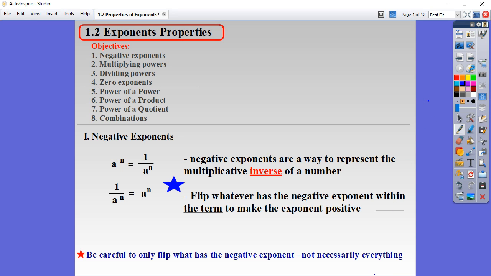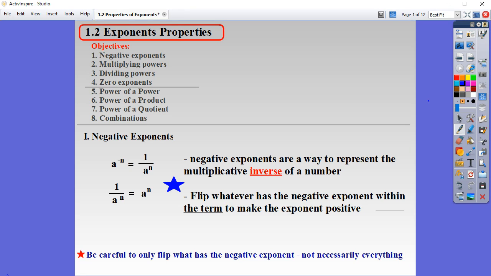Well, we're going to look at 1.2 exponent properties, and I'm going to go ahead and split this section up into two. So we're going to have a 1.2a and a 1.2b when it comes to videos. So you can see the line. Objective-wise, we're going to look at the first four types of properties, then we'll look at the last four things in this section. So let's go ahead and jump in, look at negative exponents.